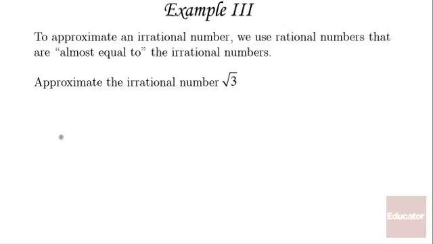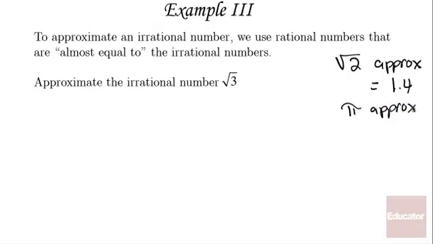Sometimes, in order to work with an irrational number, we approximate the irrational number. To do that, we use rational numbers that are almost equal to the irrational number. Last time, when I graphed square root of 2 on a number line, I actually approximated it as approximately equal to 1.4. For pi, we approximate it as 3.14 in order to allow us to work with it.